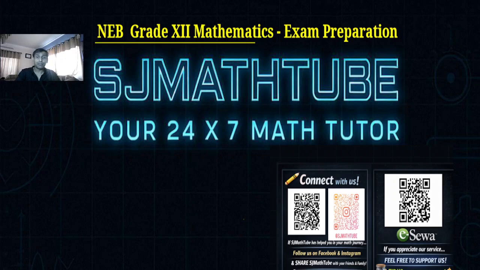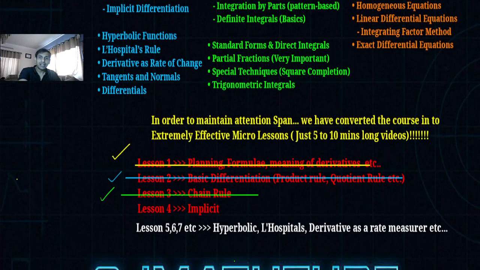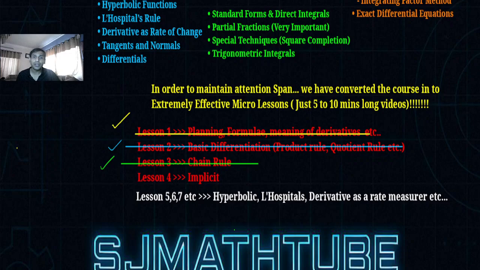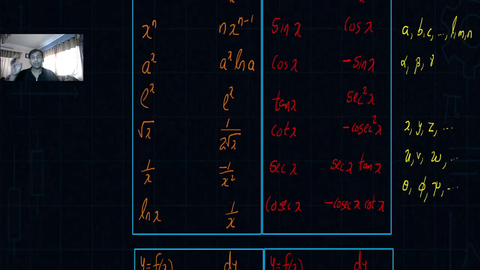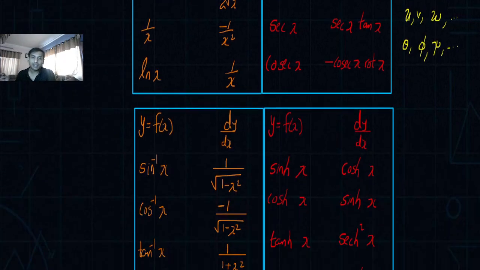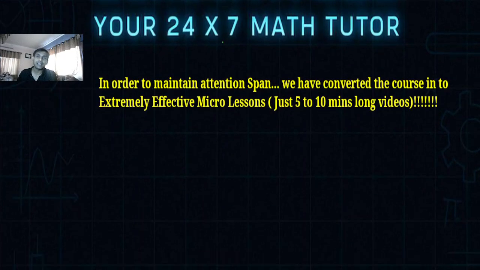This is lesson number 4 in NEB Grade 12 Mathematics exam preparation. In this lesson, we are going to learn implicit differentiation. This is the last lesson in revision, and from lesson number 5 onwards, we will learn the important topics for grade 12. I hope you're really good with product rule, quotient rule, and especially chain rule. Now let's start with implicit differentiation.